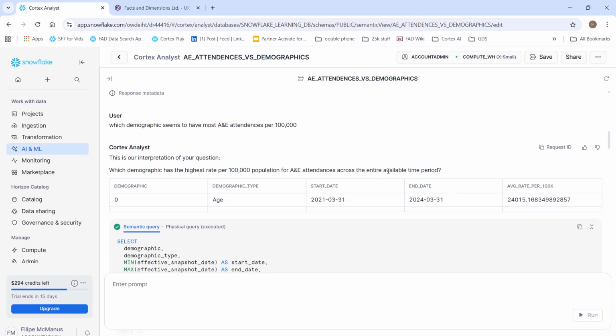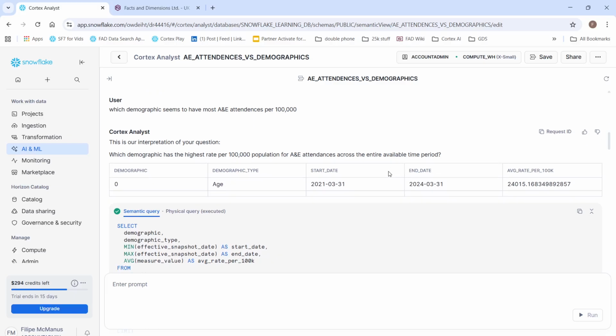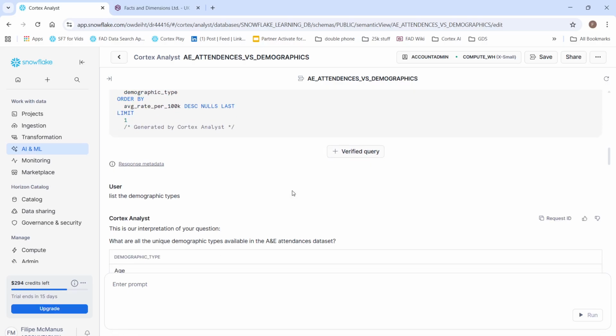Next one, which demographic seems to have the most A&E attendances per 100,000? So I just went through all the different demographics because it has age and some other types, and the 0 age people have the highest. That's not really surprising, really. So I wanted a bit more.